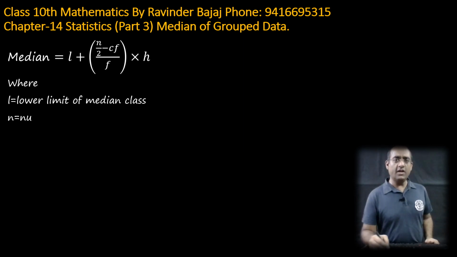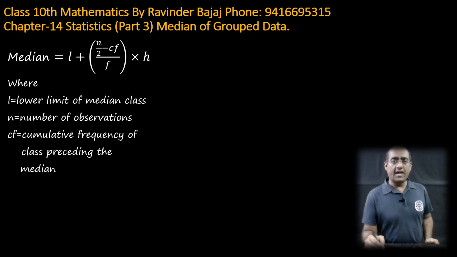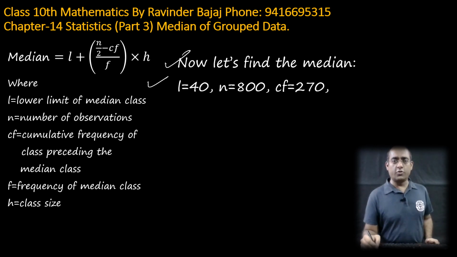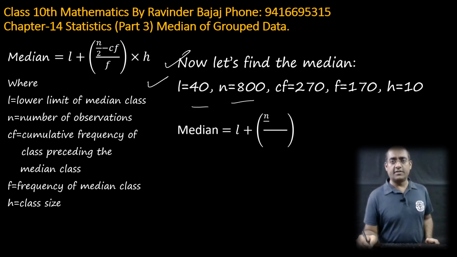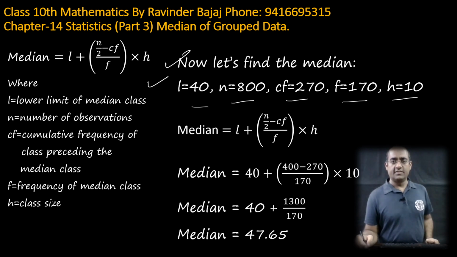So see this formula, and we have calculated all these values: N, L, CF, cumulative frequency, and in this formula we will put all these values. See, let me put it for you. Now let's find the median. L is equal to 40. N is equal to 800. Cumulative frequency is 270. Frequency is 170. Size is 10. So median is equal to this. Put these values, 40 plus 400 minus 270 upon 170 into 10.